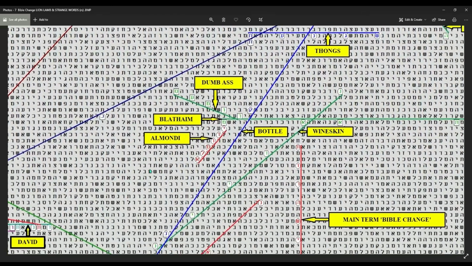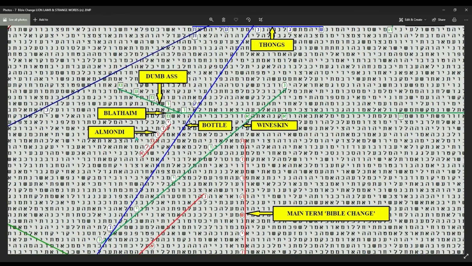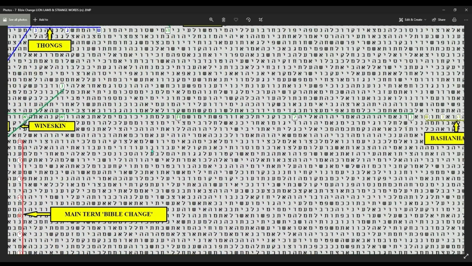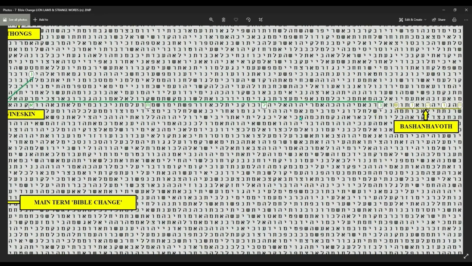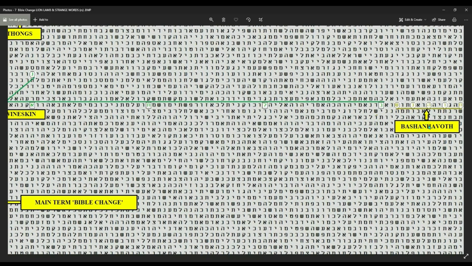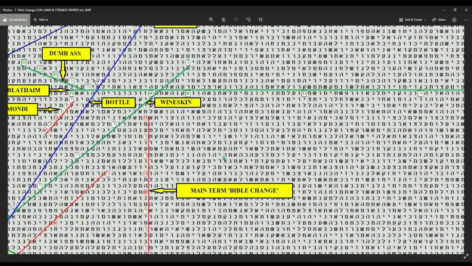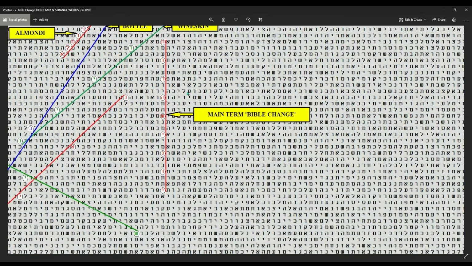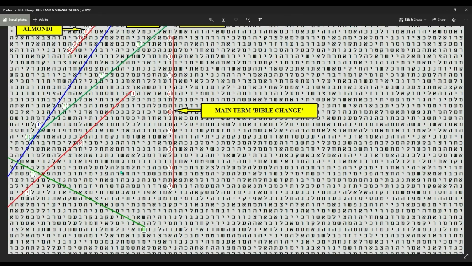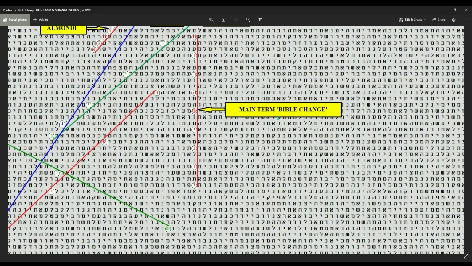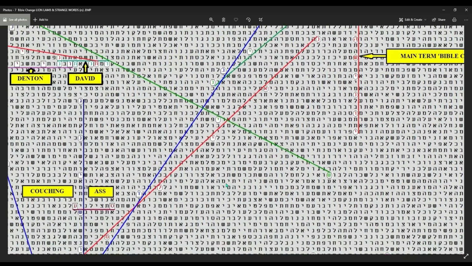Here we go. Almon-diblathaim in the red here, moving all the way across here in the green. Leading us to someone else as well, another one. Bashan-havoth-jair. Come on. My words are truly being tested tonight. Main Bible term change. Main term of Bible change right here. And moving over.